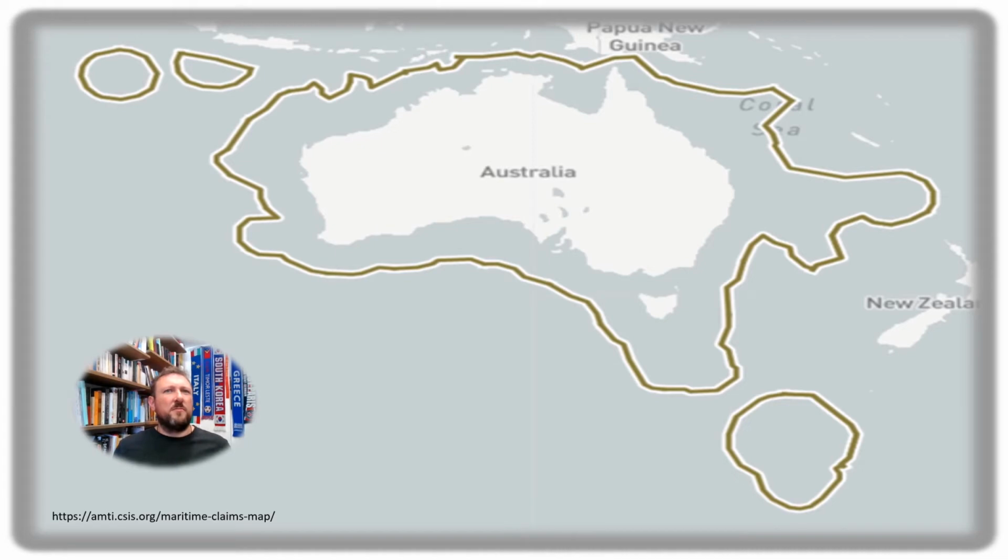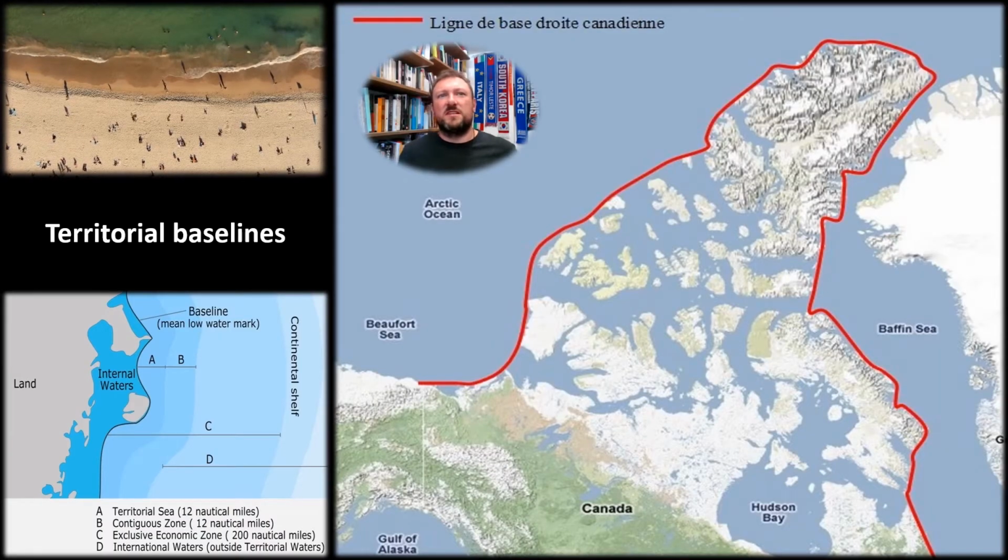If we look at a map of Australia's continental shelf claim, notice how it's different from the EEZ map, because the continental shelf around Australia extends further than 200 nautical miles from the territorial baseline in many places. Now here's the rub in terms of sea level rise.